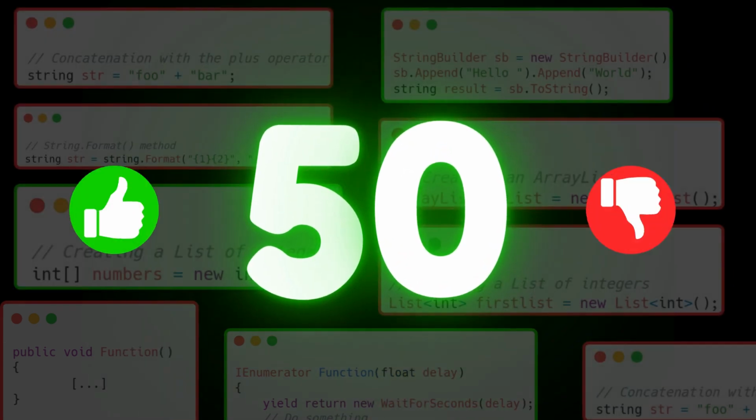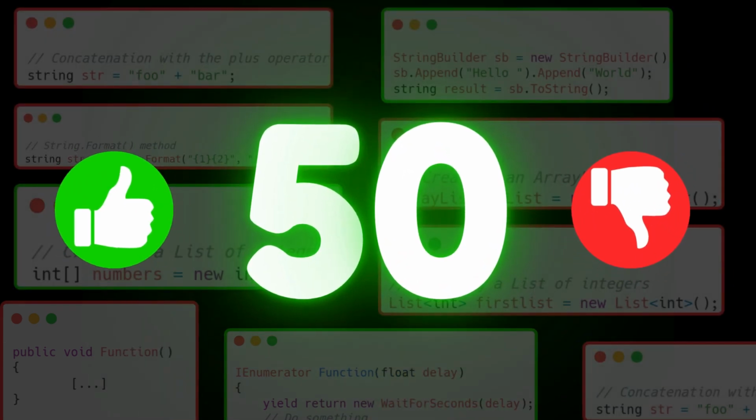Today, we're diving into 50 crucial Unity optimization tips that will help you write better code and boost performance. Whether you're working on mobile, PC, or console, these tips will help you write efficient and optimized code. So, let's jump right in.